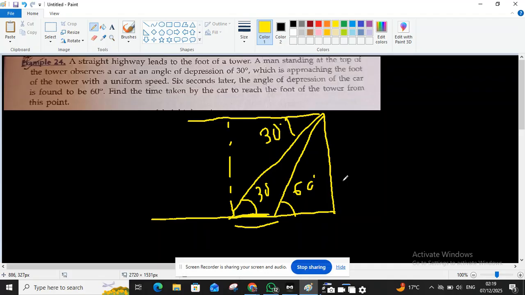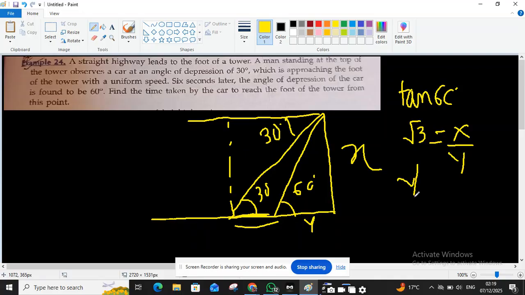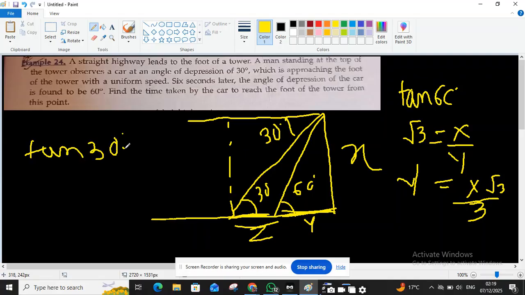Now let us consider this as x. I know that tan 60 is root 3. If I consider this as y, it will be root 3 is equal to x by y. So y will be nothing but x by root 3, or we can simplify to write x root 3 by 3. So we got this y. Now this z we need to find. So tan 30 degree is equal to x by z plus y.